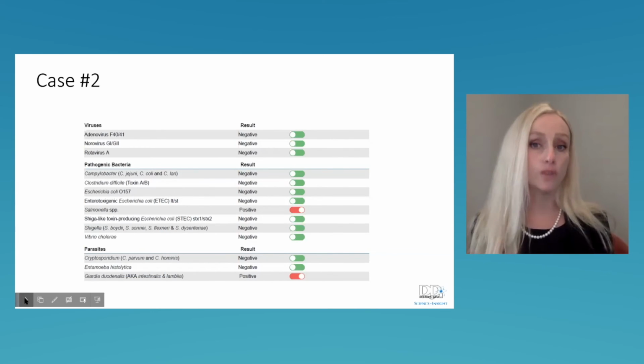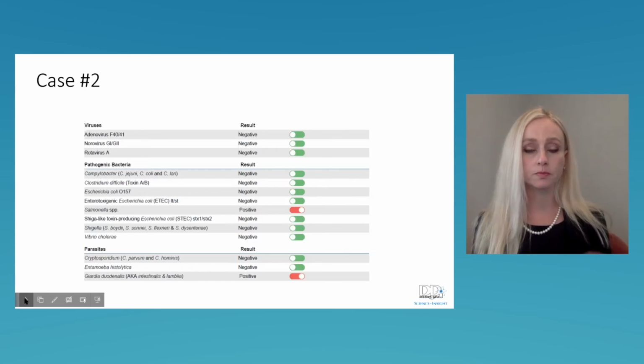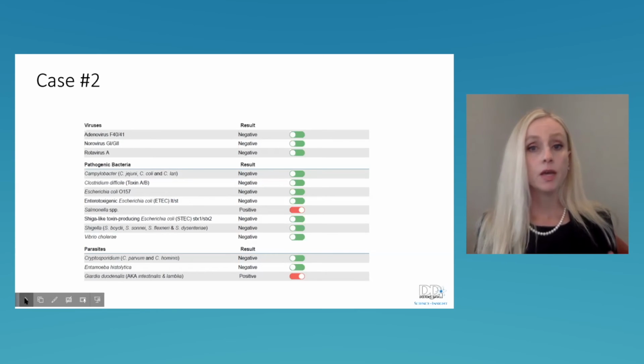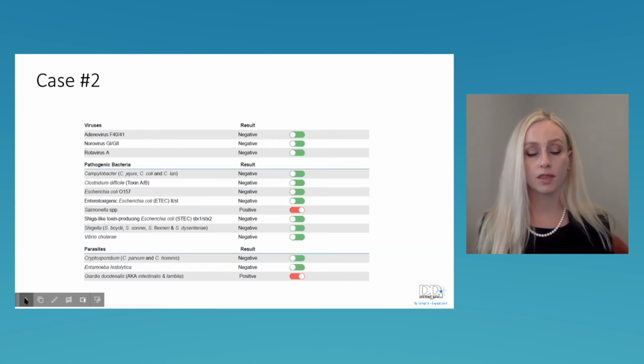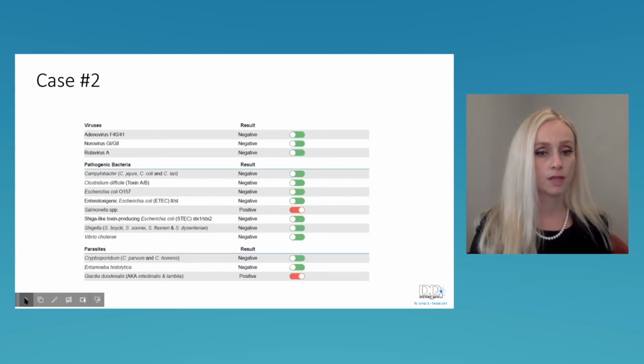Just of note here, we do want to consider PCR is excellent. It's highly sensitive and specific, and so sometimes people can be asymptomatic carriers with Giardia and Salmonella as well, and C. difficile. So you want to consider your patient's history and presentation, their symptoms with this part here, okay?